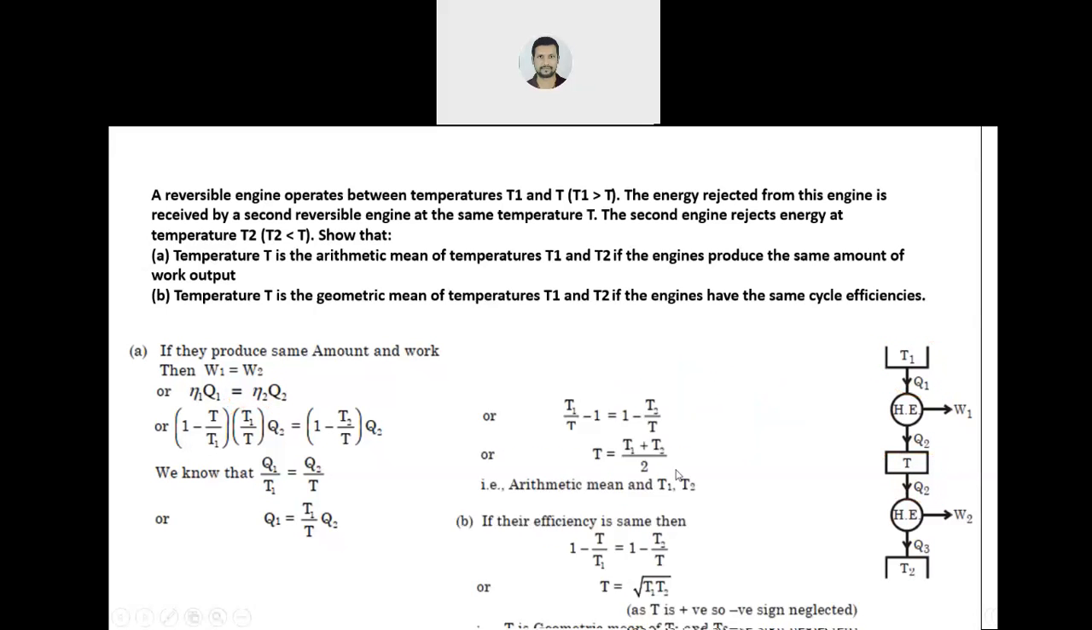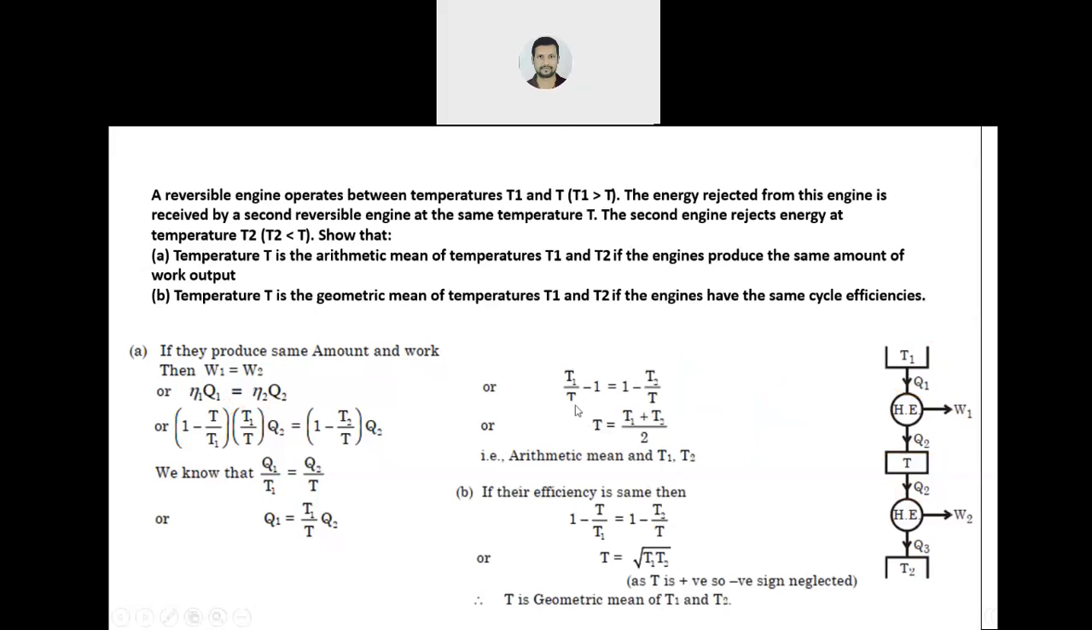You will get T1 by T minus 1. How? This Q2 will cancel. Now T1 by T multiplied with 1, you will get T1 by T. Next, multiply this with this, so this T will cancel and it will be 1. You will get T1 by T minus 1. Correct? And here, 1 minus T2 by T.